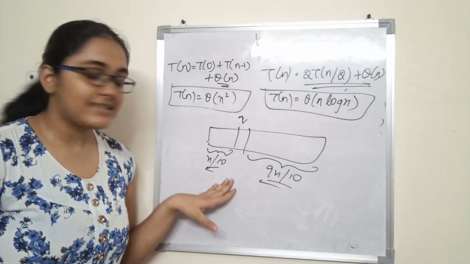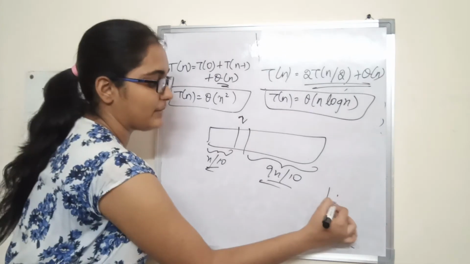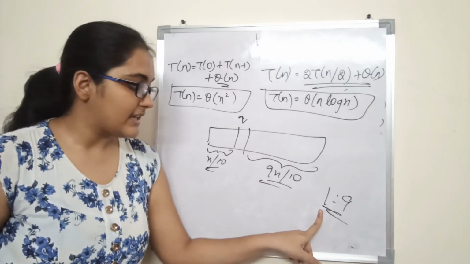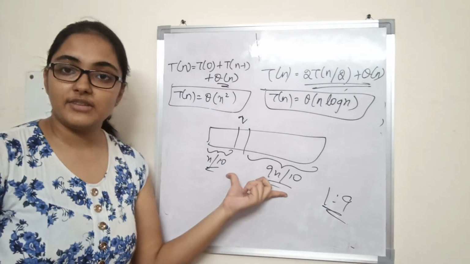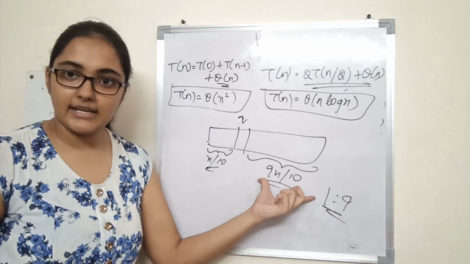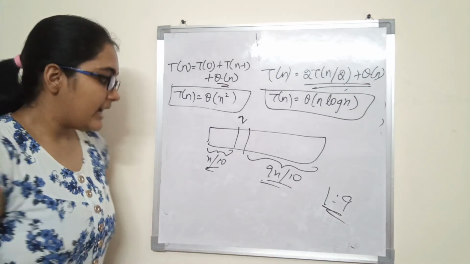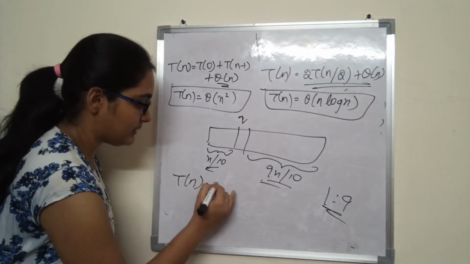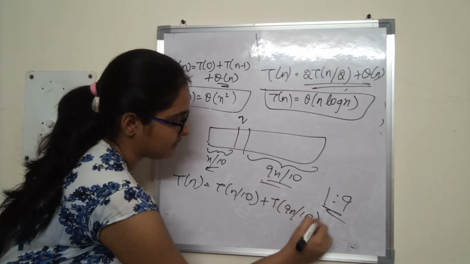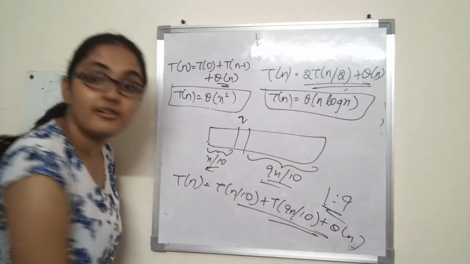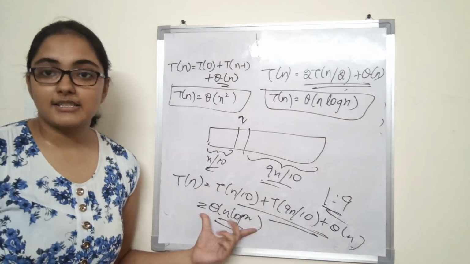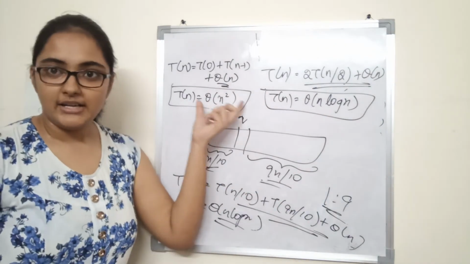So let us say the partition is as bad as a ratio of 1 by 9. That is, it divides the array into two subproblems, one of size 1 and one of size 9. So if the total size of the array is n, it divides the array into two subproblems, one of size n by 10 and another of size 9n by 10. Now if we analyze the time complexity of this, it becomes T of n by 10 plus T of 9n by 10 plus theta of n. Even if you calculate this, it will turn out to be theta of n log n. That is, it is closer to the best case and not to the worst case, right?